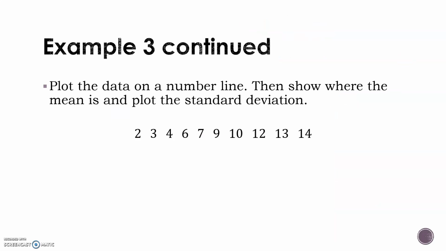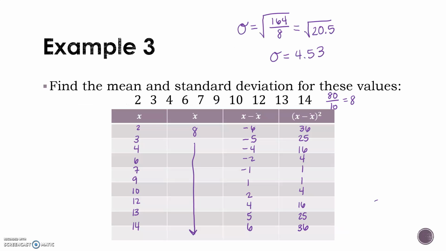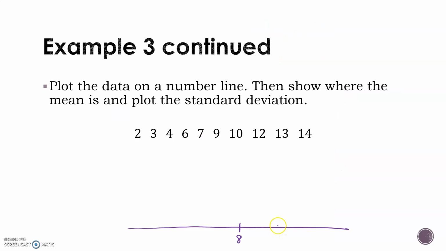All right, so now we're going to plot the number on a number line and show where the mean is, and then plot the standard deviation. This is so that we can kind of see what the standard deviation means. Okay, so now our mean was 8 and our standard deviation is 4.53. So if I count by 4s, this would be 4, 0, this would be 12, 16, and 20. All right, so here's where my 8 is.